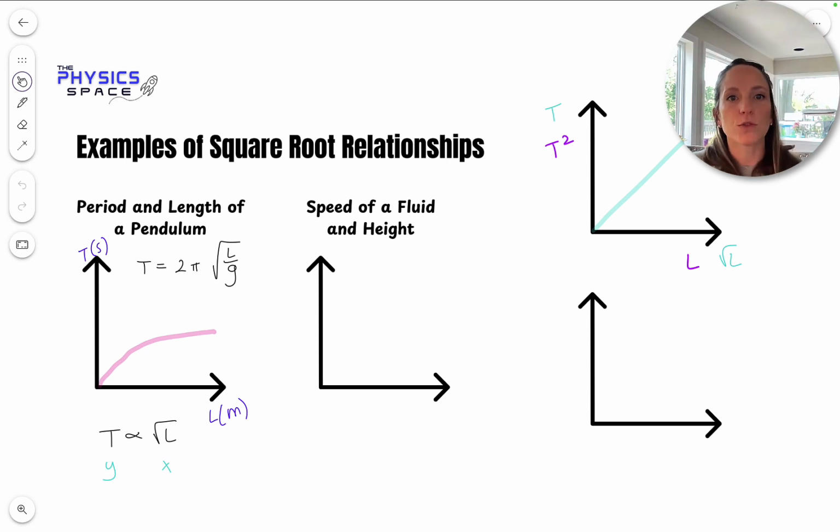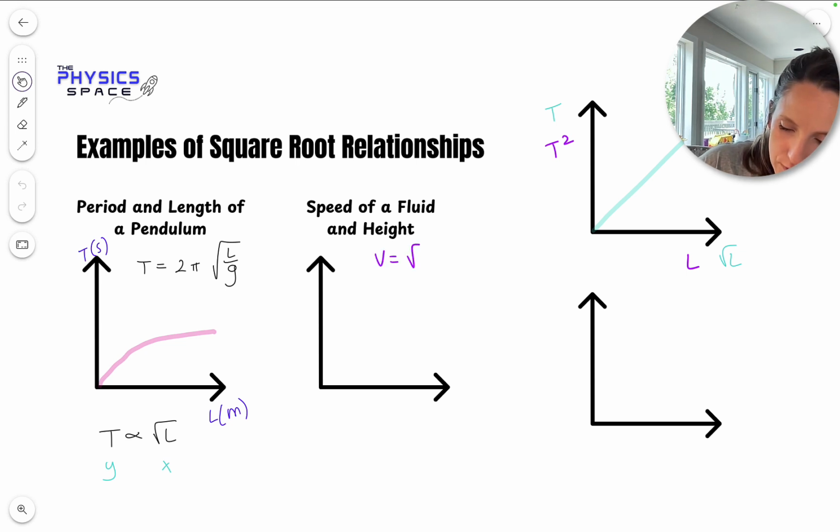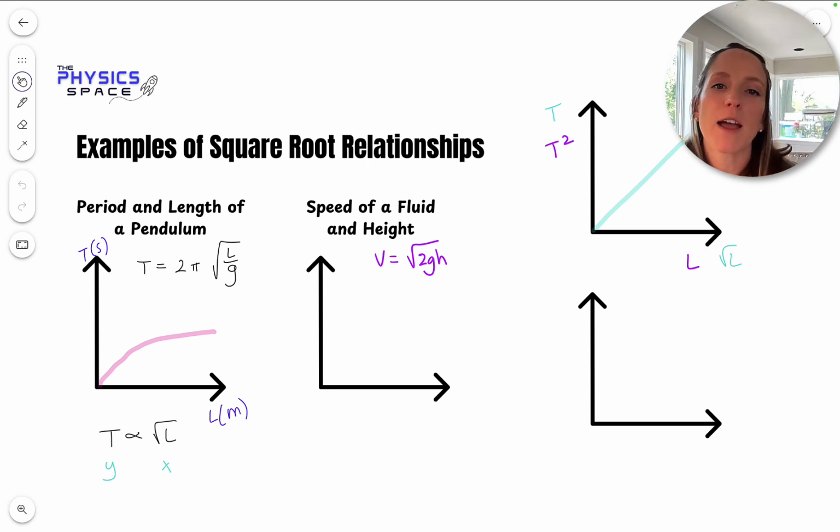Okay, so speed of a fluid and height. So coming in here with a fluid equation, if you recall, v equals the square root of 2gh, so we have Torricelli's theorem.